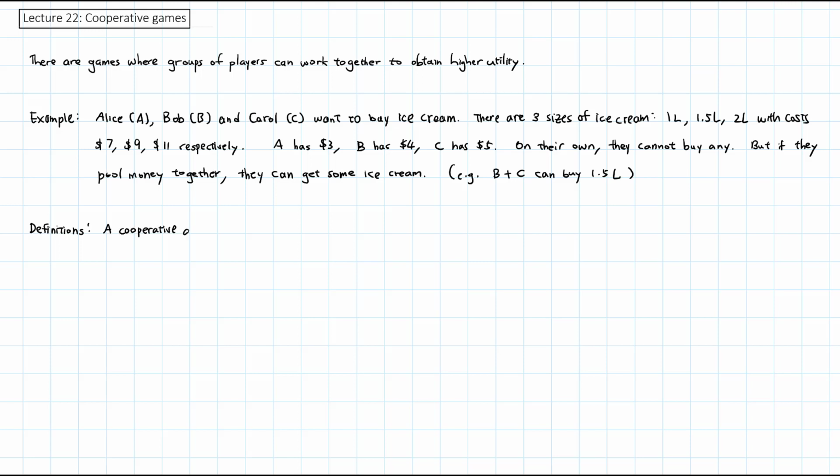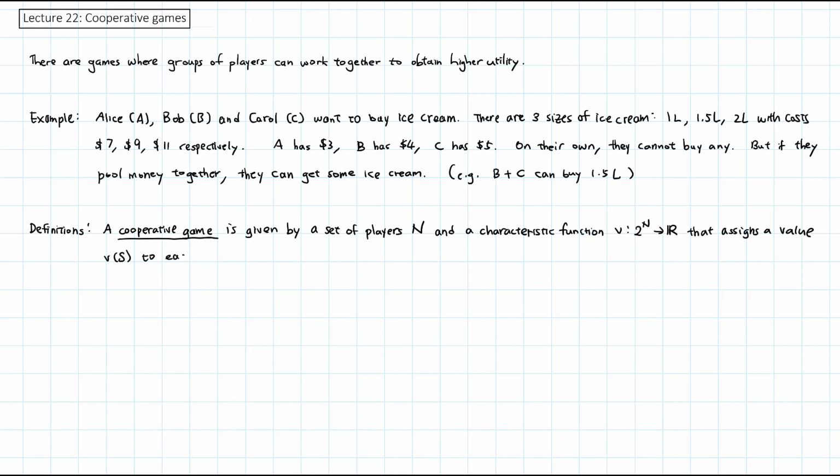A cooperative game is given by a set of players N and a characteristic function v that assigns a value v(S) to each coalition S of players. We use (N, v) to represent this game, and the set N by itself is called the Grand Coalition.